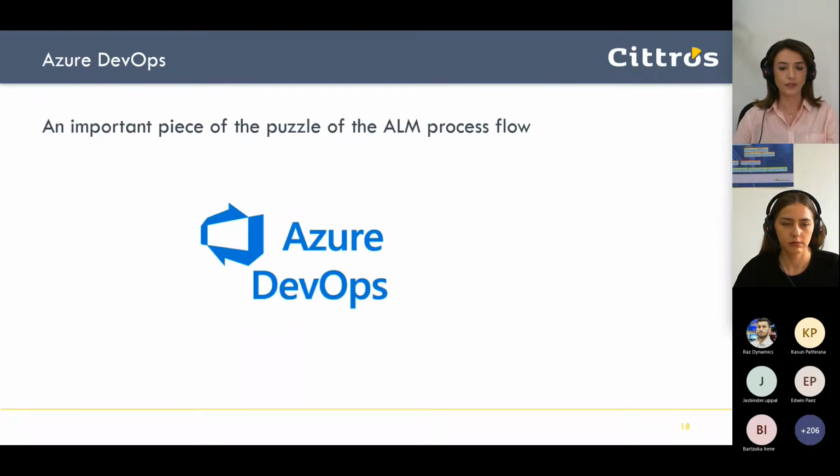All of these phases that we just saw are being logged and tracked in Azure DevOps. Azure DevOps represents a central piece of the puzzle of the ILM processes. This is one of the platforms that, together with LCS, Lifecycle Services, will support your deployment strategy.